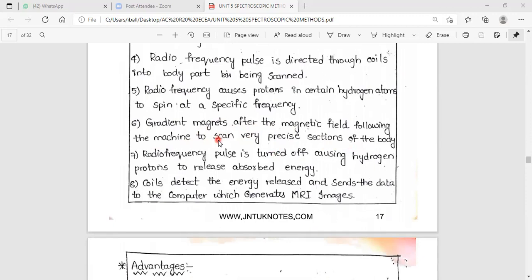Magnets in your magnetic field determine even small abnormalities in the human body. The radio frequency pulse is turned off, causing the hydrogen protons to release absorbed energy. The human body has different parts. The abnormal part contains hydrogen, and the rest of the parts also contain hydrogen. Only the abnormal part has a different frequency. The hydrogen frequency in the abnormal part is different.